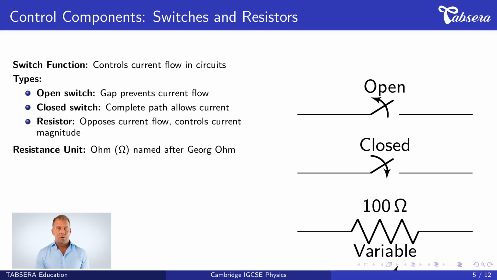Now we examine control components. Switches control current flow in circuits by either allowing or preventing the flow of electrical charge. An open switch creates a gap that prevents current flow, like turning off a light. A closed switch provides a complete path that allows current to flow freely. Resistors oppose current flow and control the current magnitude in a circuit. The resistance unit is the ohm, symbol omega, named after German physicist Georg Ohm. Variable resistors allow adjustment of resistance values to control current precisely.